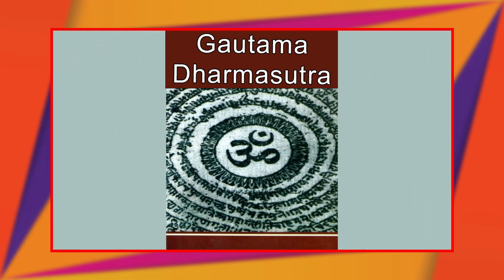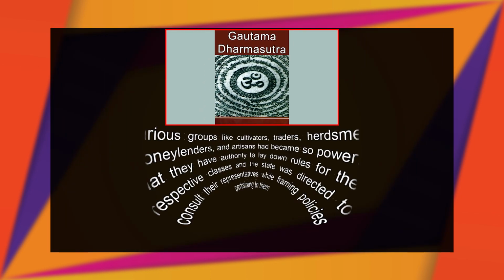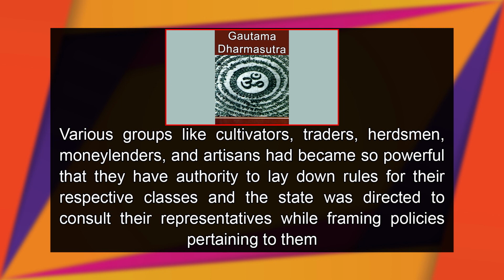From the literature, it becomes clear that the guilds had increased in influence during this period. The Gautama Dharma Sutra, a text of the 5th century BCE, states that various groups like cultivators, traders, herdsmen, moneylenders, and artisans had become so powerful that they had authority to lay down rules for their respective classes, and the state was directed to consult their representatives while framing policies pertaining to them. The Jataka stories mention 18 guilds during the period.